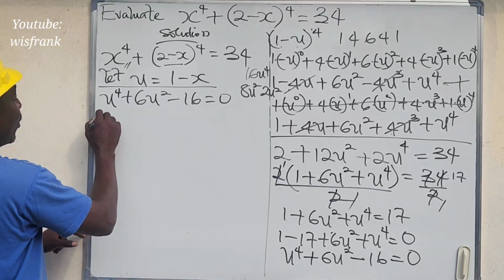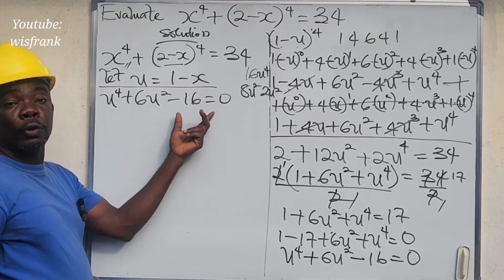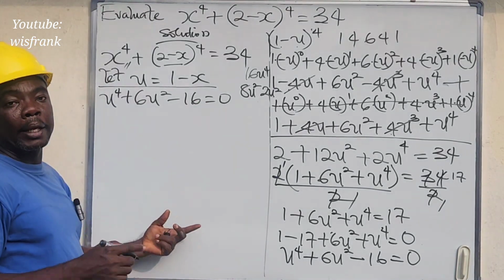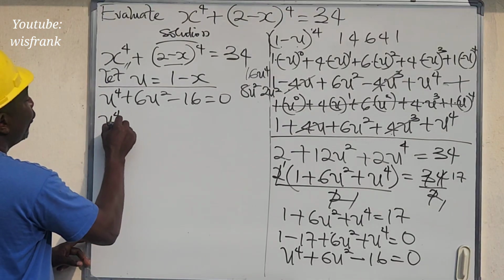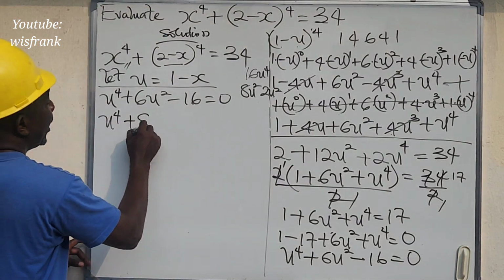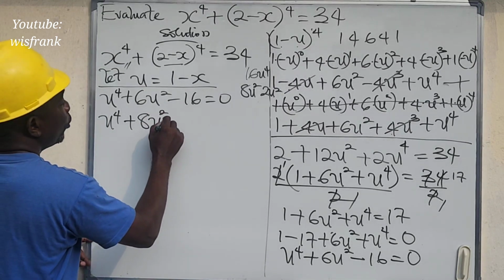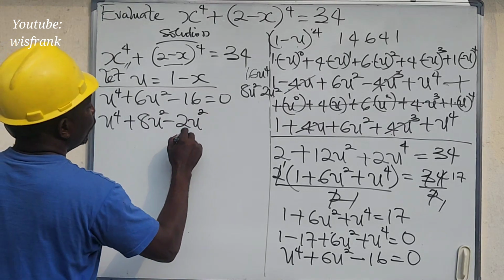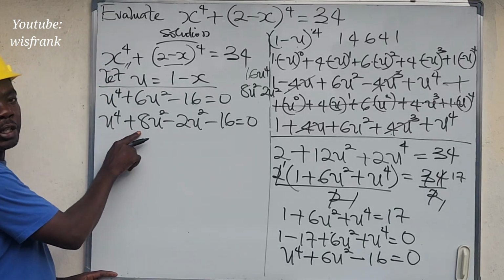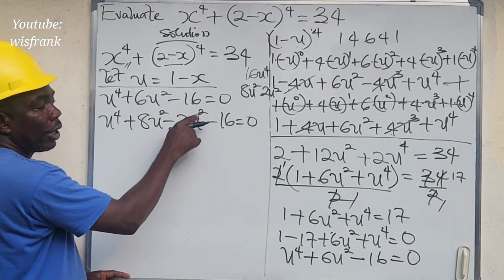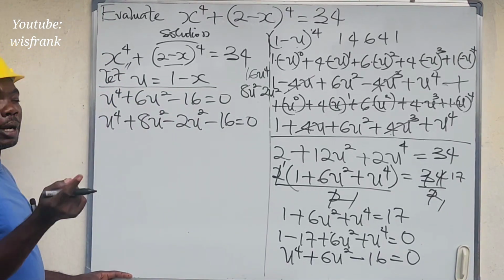So here we are going to solve for the value of u by grouping by factorization. So this will become u to the power of 4 plus 8u to the power of 2 minus 2u to the power of 2 minus 16 equals 0. You can see that 8u to the power of 2 minus 2u to the power of 2 gives us 6u to the power of 2.